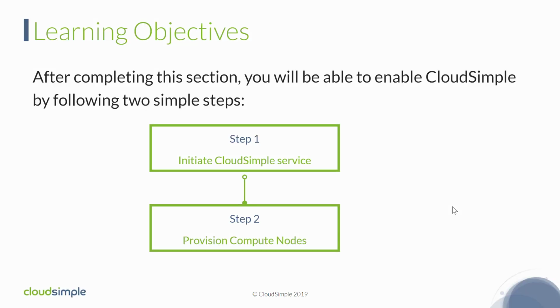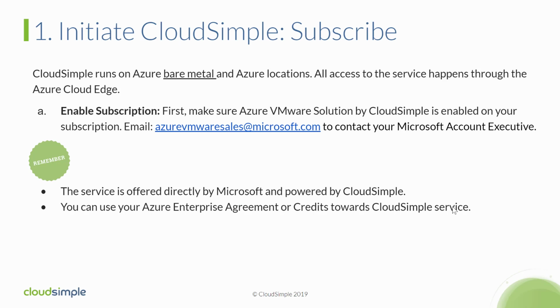Today we will go over 2 steps required to enable CloudSimple. Step 1, initiate the service on your Azure portal. And step 2, purchase and provision nodes and modify capacity as required. Okay, let's get started and initiate the service.